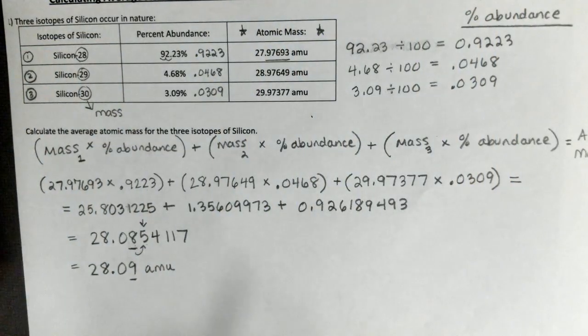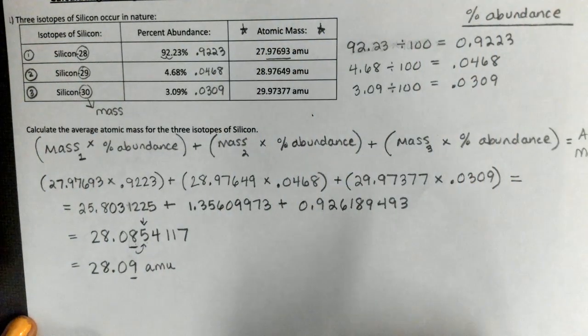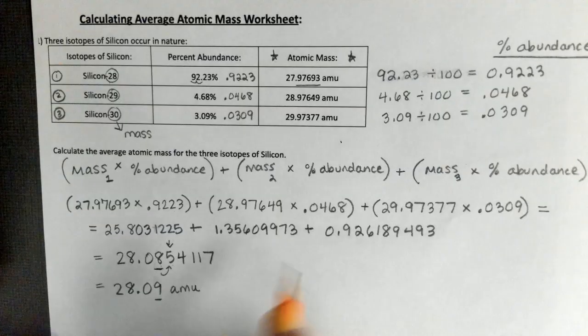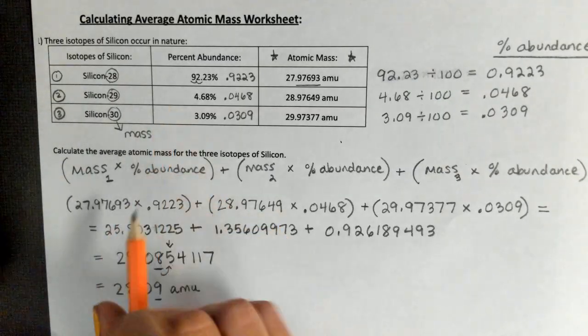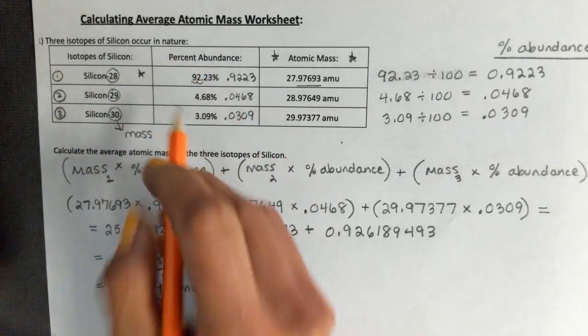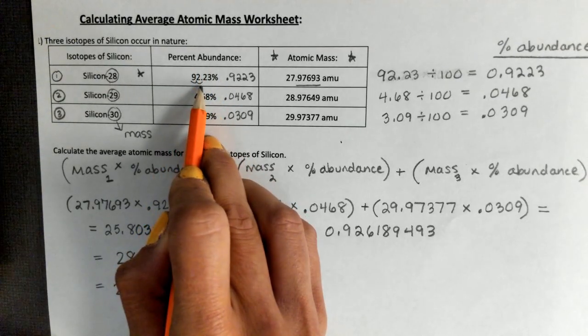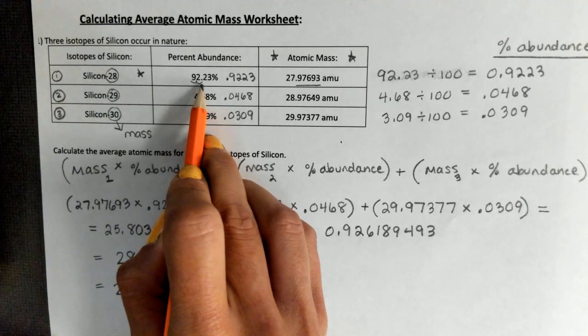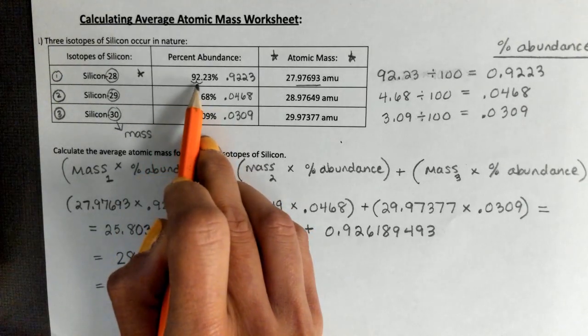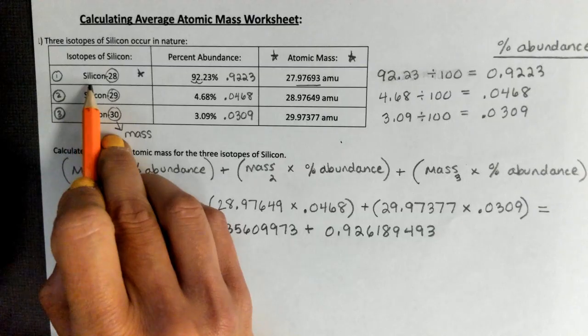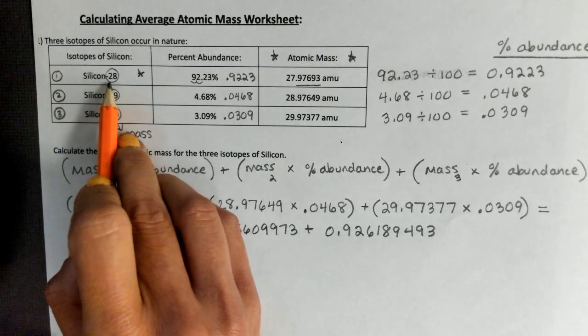Now this is how you do it the math way. Now you will have some multiple choice questions where you may not need to show math to get your answer. So I'm going to teach you a shortcut right now. If we look at our chart, we can see that silicon 28, that is the most abundant isotope. So if I had a sample of silicon and I were to pick out one atom, I'd have a 92% chance that it would be an atom of silicon with a mass of 28.